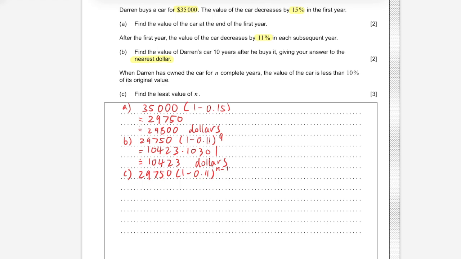And it has to be less than 10%, so that would be equal to 3,500. And so since this is a paper 2, this could be put into the graphing calculator. And so you would indicate that by putting it into equation solver, where you would get that n is greater than 19.364336055003, and therefore the least value of n equals 20.